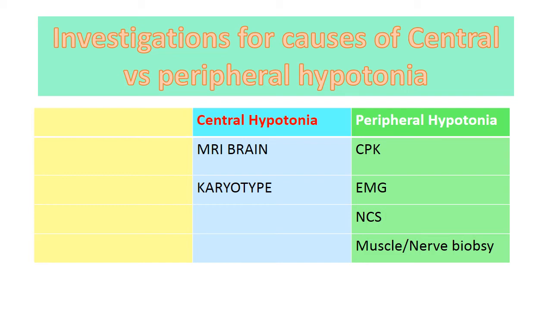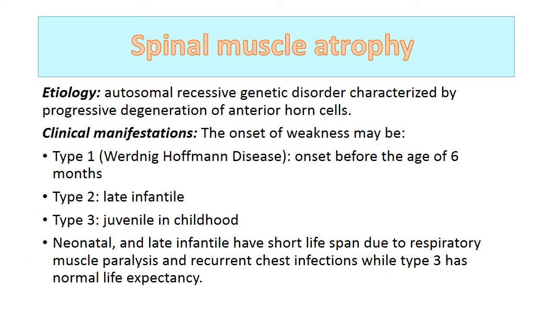muscle or nerve biopsy. Spinal muscular atrophy is an autosomal recessive genetic disorder characterized by progressive degeneration of the anterior horn cell, so it is a neuromuscular disorder. Clinical manifestations of spinal muscular atrophy: there are signs of lower motor neuron lesion, weakness, wasting, hypotonia, and absent deep reflexes. The onset of weakness may start very early, before the age of 6 months, that is type 1 spinal muscular atrophy, or it is called Werdnig-Hoffmann disease.